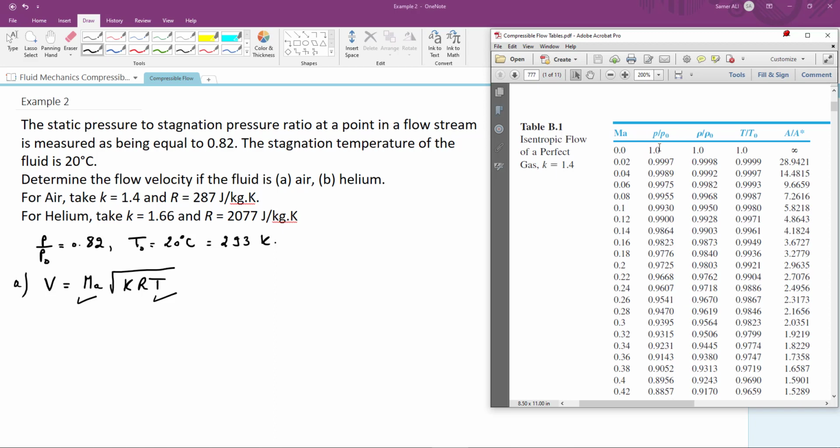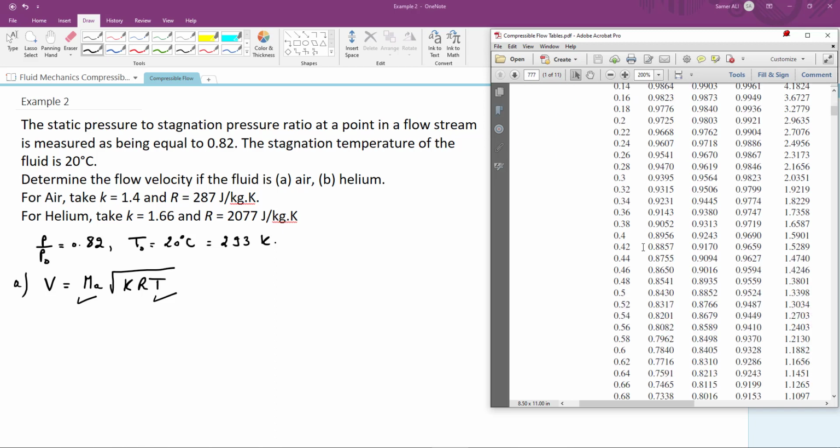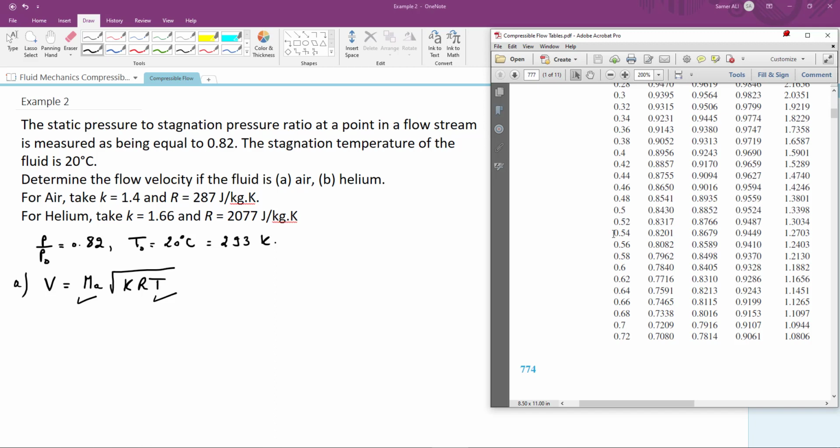So if you search in column number 2 and you scroll down, you can find this row here. P over P naught is 0.8201, which is approximately the case here. So at this pressure ratio, the Mach number is equal to 0.54. And to find the temperature, we need to search for the temperature ratio, T over T naught, which is equal to 0.9449. So also from the table, T over T naught is equal to 0.9449.